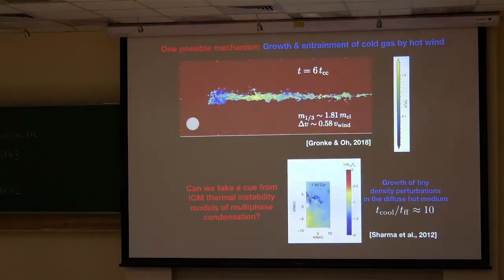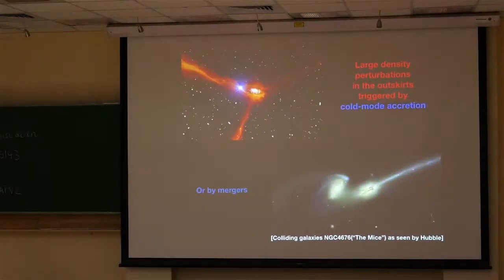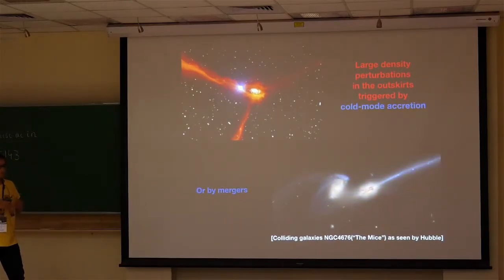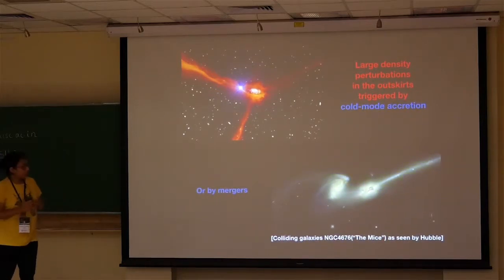So we try to take into account this kind of cooling mechanisms even in the CGM. And we think of large density perturbations and the sources of large density perturbations. One is, of course, the cold mode accretion, the one I started with. In halos which have masses lower than 10^12 solar mass, a lot of gas directly falls into the disk due to cold mode accretion. So these can provide large cold clumps in the halos, particularly in the outskirts. One source of large density perturbation is this.